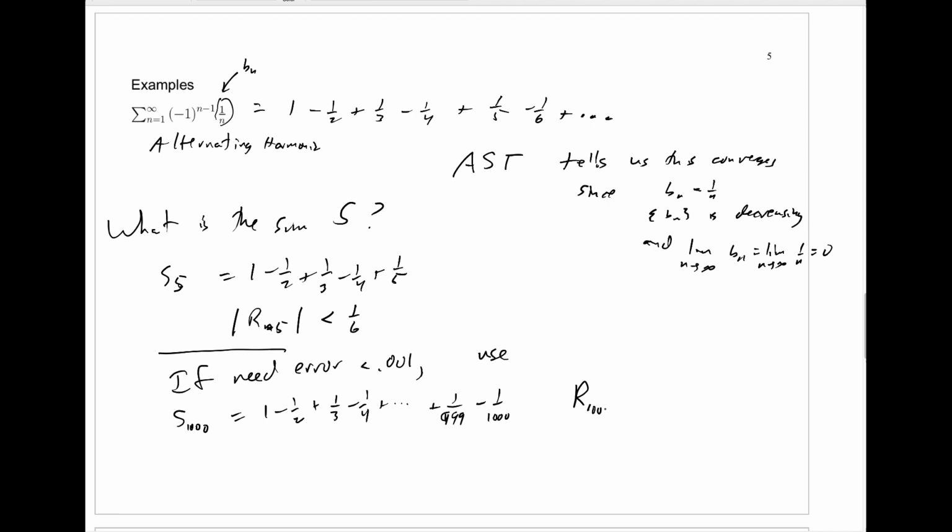And what is the error? R sub 1000. Well, the size of that is less than the next term, which would be 1 over 1001, which is less than 0.001. So we know that if we compute S sub 1000, the 1000th partial sum, we get close to the actual answer. How close? Definitely within 0.001.